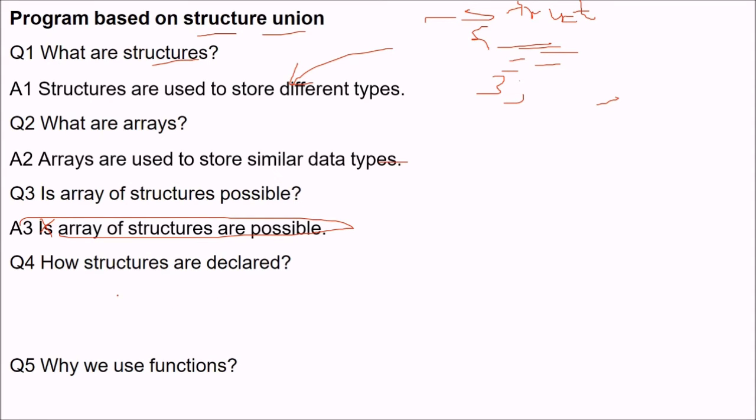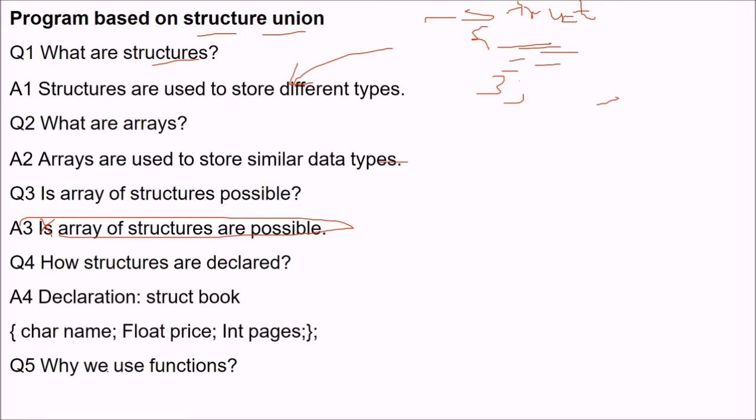How are structures declared? This is how we declare the structure. We write struct, the name of the structure. Then you can have a character name, float, and int. So you have the possibility of having different data type items or declarations inside a single structure.